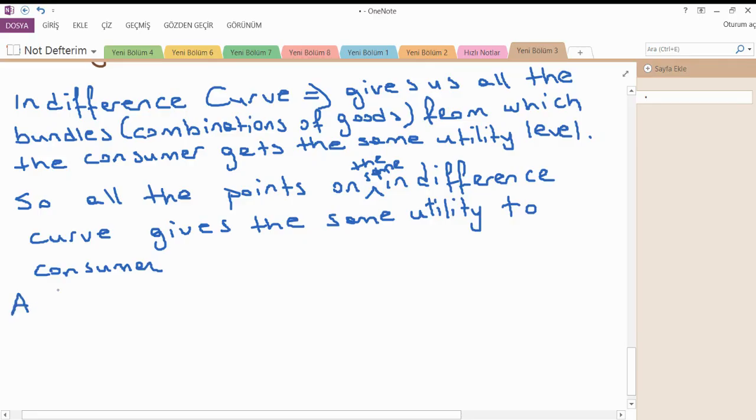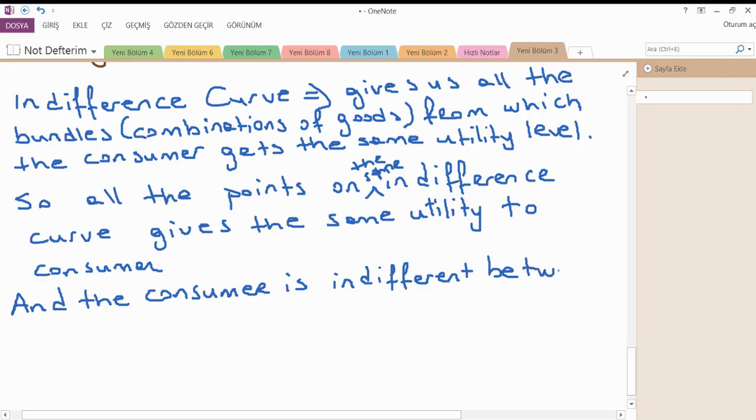And another way to say this: the consumer is indifferent between all the points on the same indifference curve.